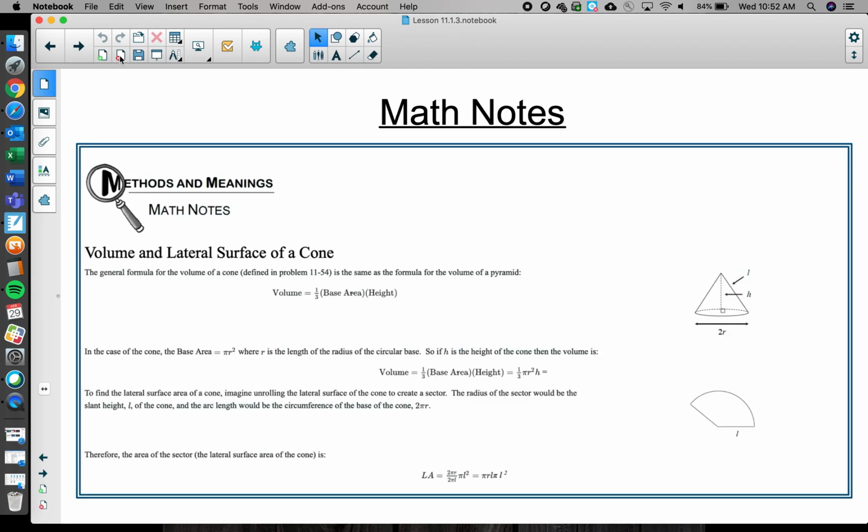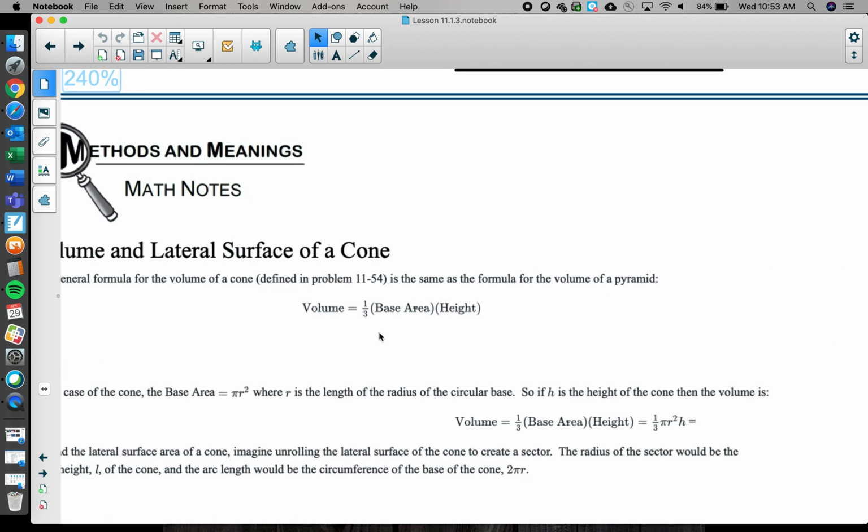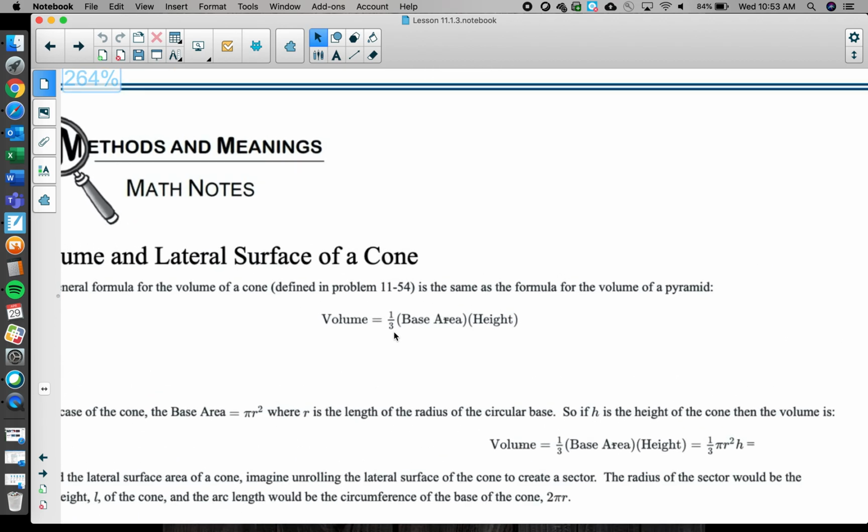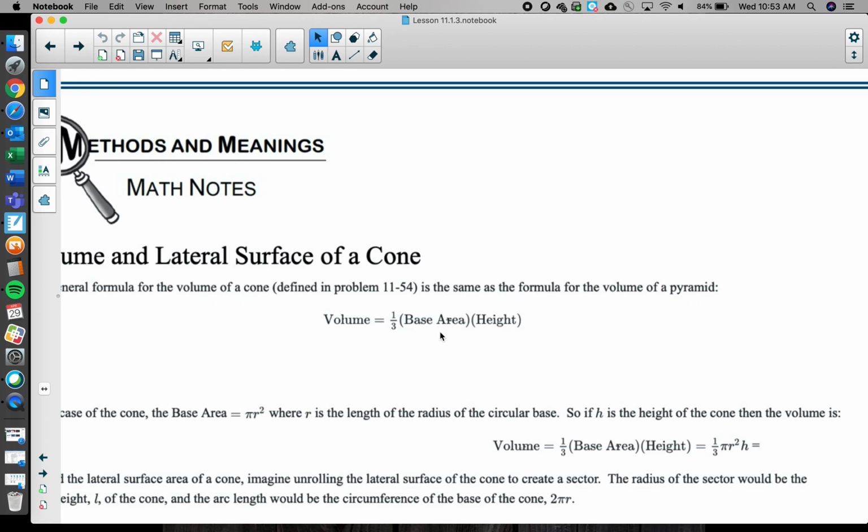If we get into the actual lesson about a cone, here's the math notes. So they're talking about volume and lateral surface of a cone. So if you notice, the volume, just like a pyramid, is 1/3. Blow that up a little bit. 1/3 times the area of the base times the height. It's the exact same formula.